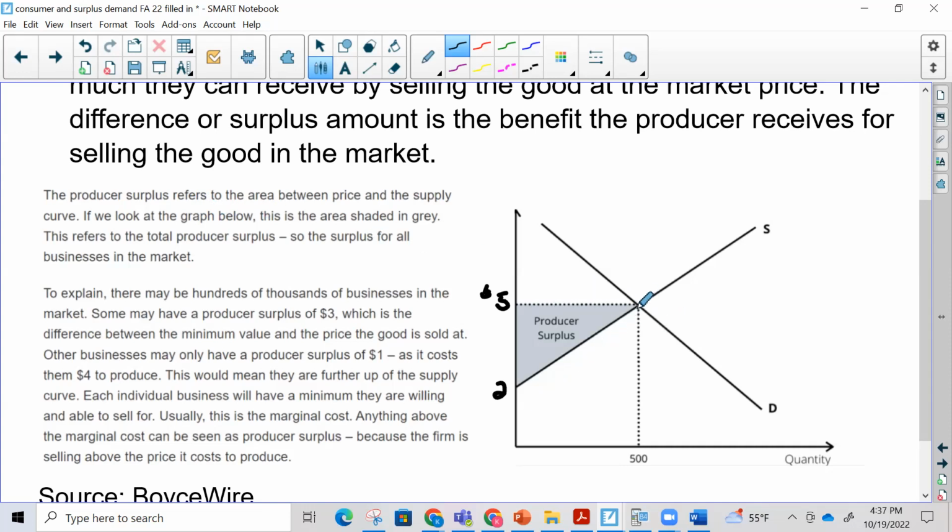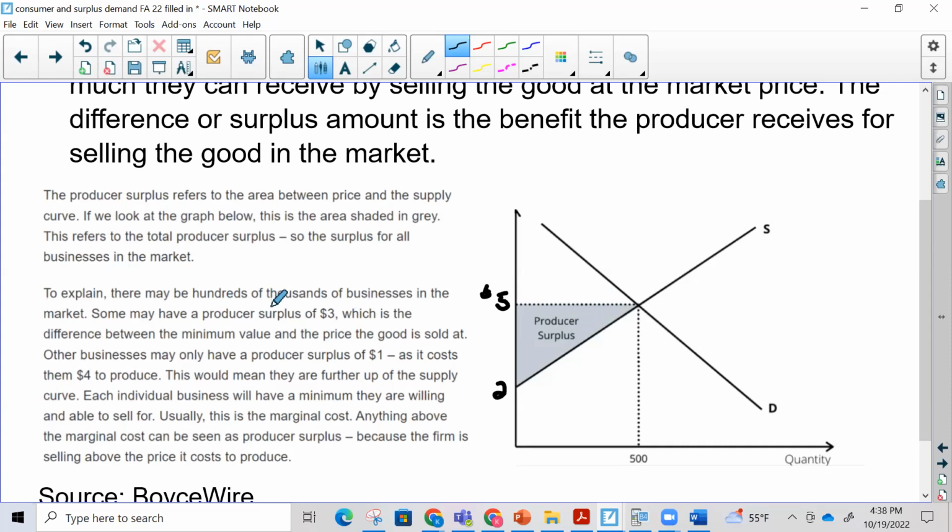And the price is that equilibrium price, which is the market price that it's set at. If you look at the graph below, it's the shaded area in gray, and it refers to the total producer surplus, so the surplus for all the businesses in the market when we're talking about a certain quantity.